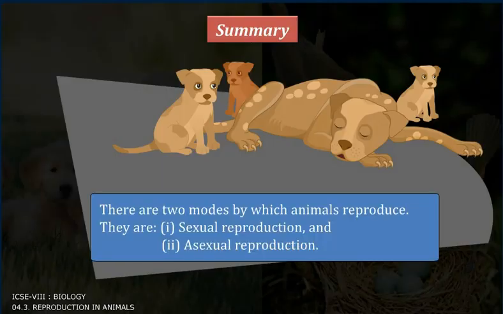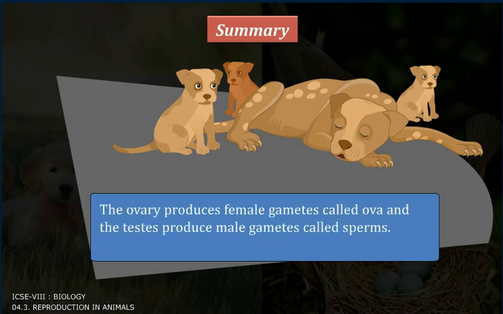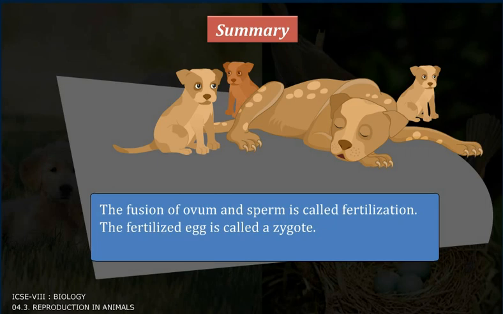Summary: there are two modes by which animals reproduce. They are sexual reproduction and asexual reproduction. Reproduction resulting from the fusion of male and female gametes is called sexual reproduction. The ovary produces female gametes called ova, and the testes produce male gametes called sperms. The fusion of ovum and sperm is called fertilization. The fertilized egg is called a zygote.